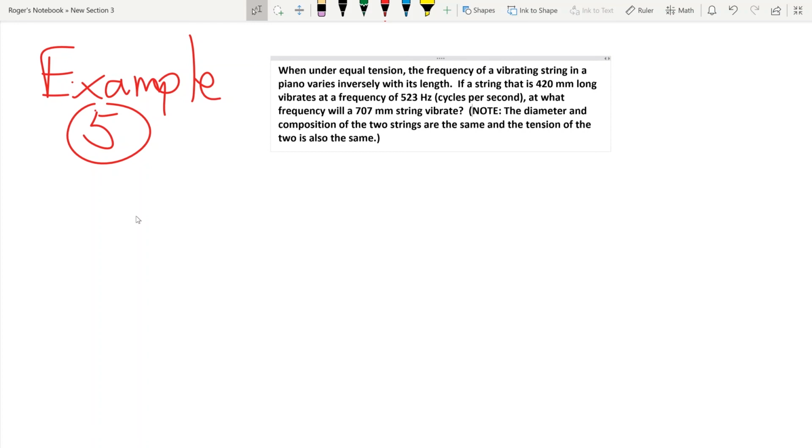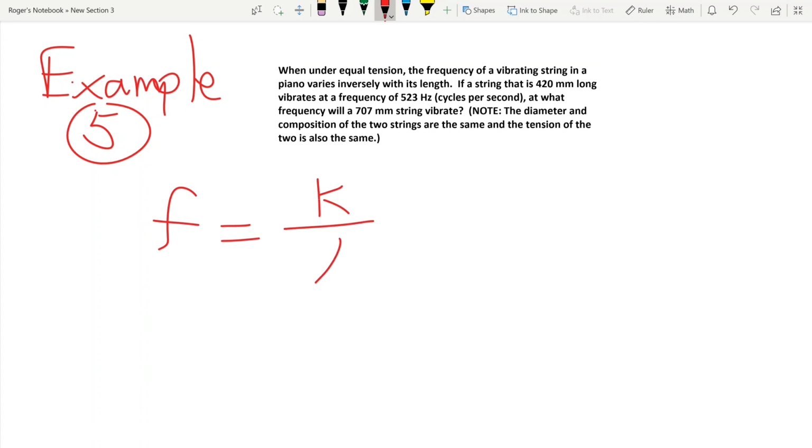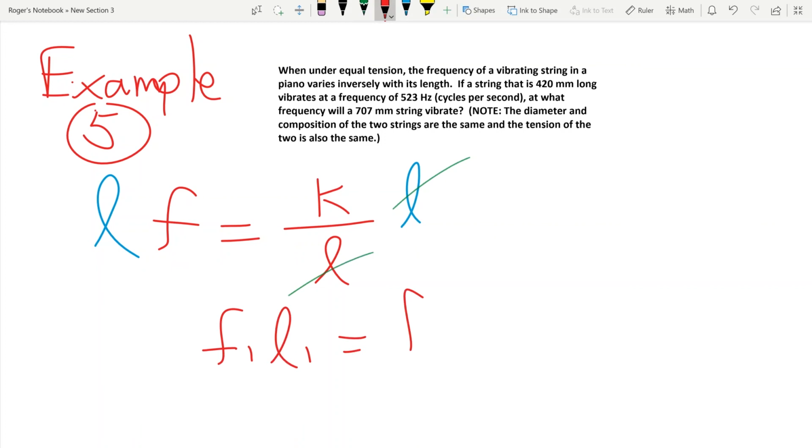First of all, let's see if we can make a little equation to get us going. Frequency is inversely related to the length L. Frequency varies inversely with the length. So if we multiply both sides by L, these L's cancel, and so I have L times F, or F times L, is equal to K. So I can then say that F1 times L1 must be equal to F2 times L2.